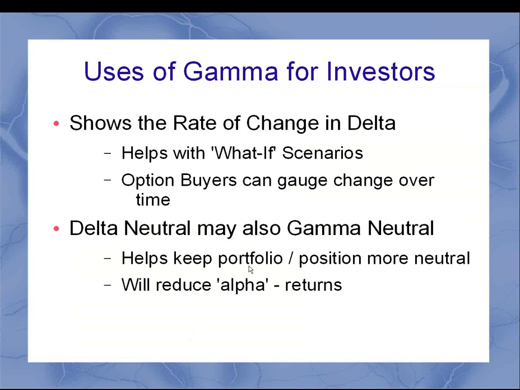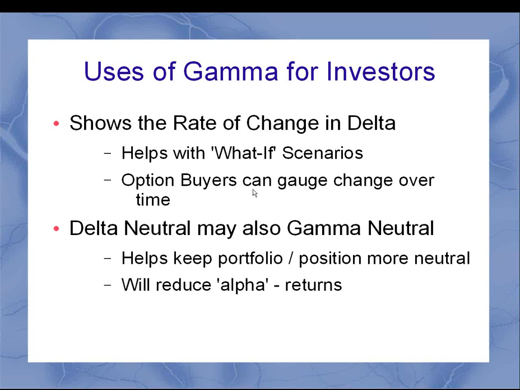Now, the uses of gamma for investors, again, it shows the rate of change in the delta. This helps with what-if scenarios. You can use Black-Scholes calculators to estimate what your option would be worth, but analyzing the gamma says, okay, if my stock does move up, my option is going to gain 50 cents by my delta, but what would I expect my delta to change to? So if it goes up another dollar, what would my new increase be?